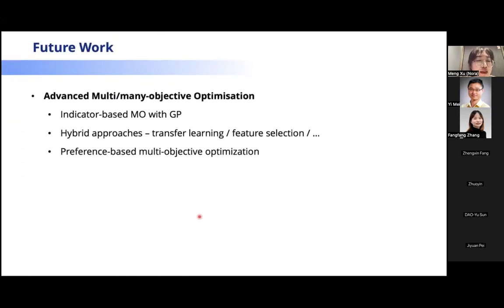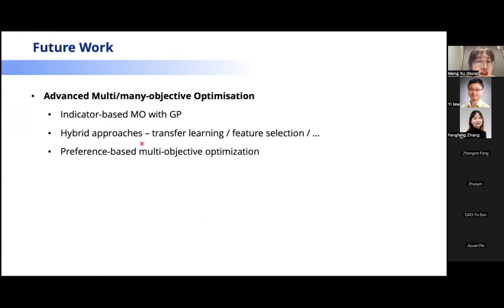And also we can consider many-objective or multi-objective optimization with genetic programming. Currently, we find that NSGP2 performs better than MOEA/D, but indicator-based methods are not explored a lot. So we can consider this type of methods. And also maybe we can consider multi-indicator-based MOGP methods.